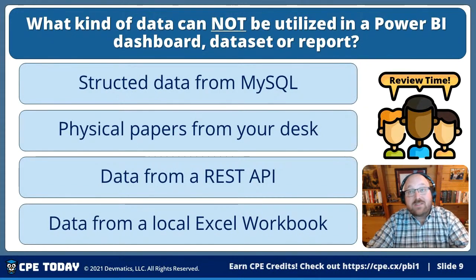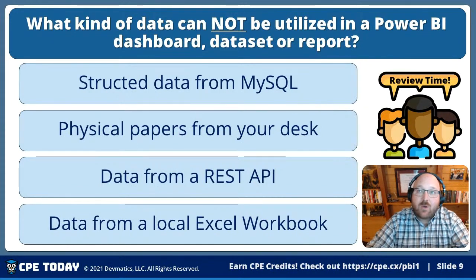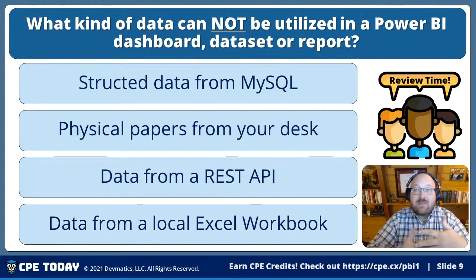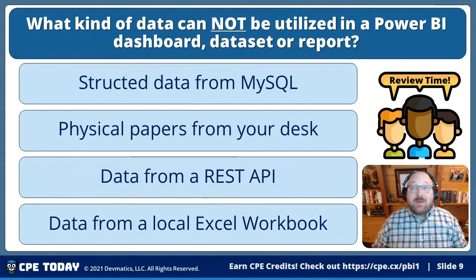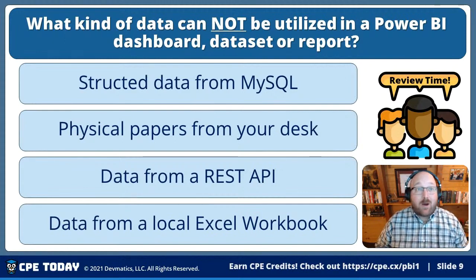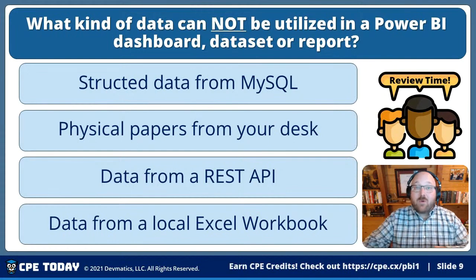Maybe data from a REST API. What's a REST API? Okay. Well, a REST API is a method of communicating system-to-system data. So imagine you got your accounting system, you got your payroll system. This is a method that they can exchange information with each other without you having to be involved. An API stands for an application programming interface. Well, that sounds like it could be brought in pretty easily with Power BI. Data from a local workbook, an Excel workbook. Yeah, that might work too.